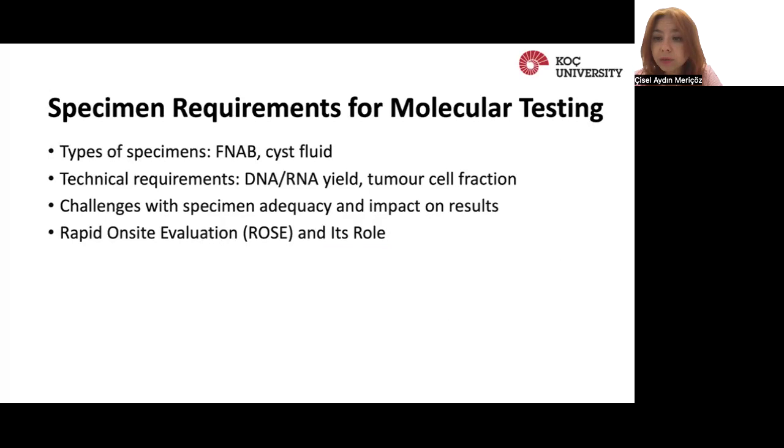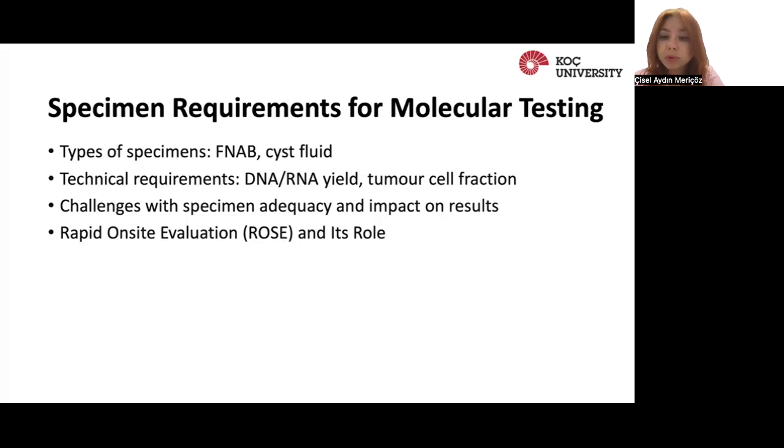However, obtaining and working with these specimens isn't without its challenges. The adequacy of a specimen can significantly influence our diagnostic outcomes. That's where rapid on-site evaluation comes into play. Rapid on-site evaluation helps us verify the quality of the specimen right at the point of collection, ensuring that we have a viable sample before proceeding with more complex molecular testing like immunohistochemistry and next-generation sequencing.